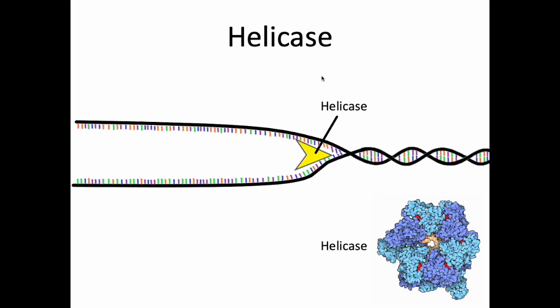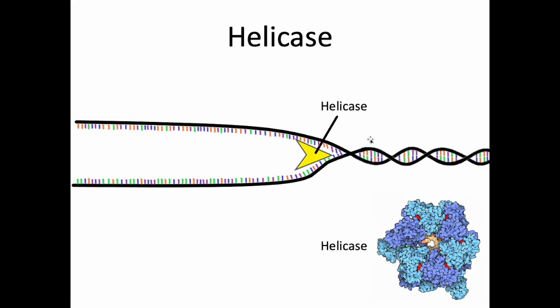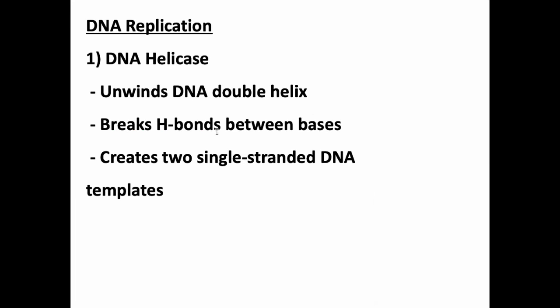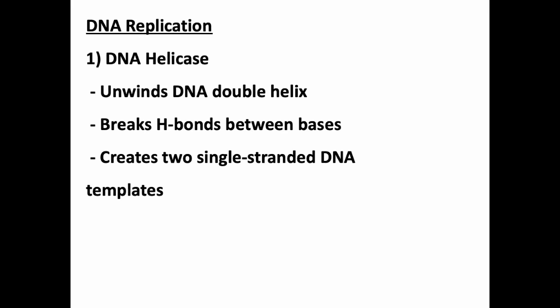So helicase unwinds the DNA helix. Again, there are going to be a lot of enzymes here, and most of their names make a lot of sense. So DNA helicase unwinds the DNA double helix, and of course, it breaks hydrogen bonds between the bases. That's what's holding together this double helix. So it has to break apart those bonds in order to make them single-stranded. And in doing so, it creates two single-stranded templates of DNA. We are actually going to replicate both of these. So that's what we've got so far, DNA helicase unwinding the DNA double helix.